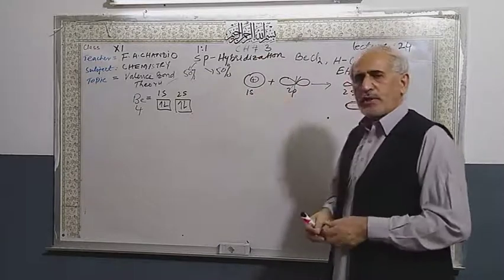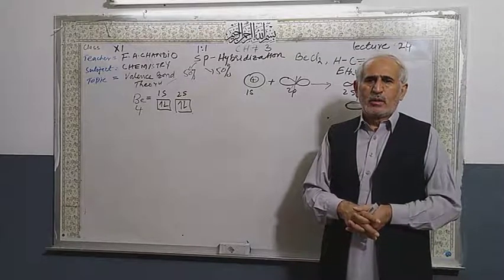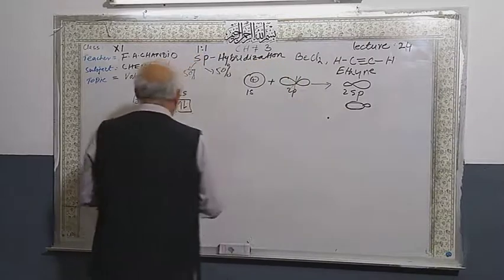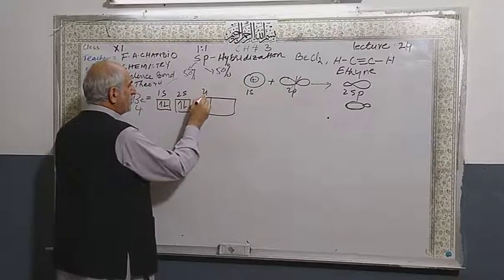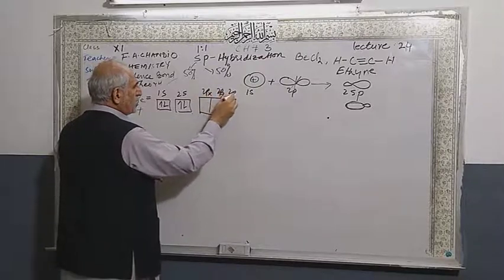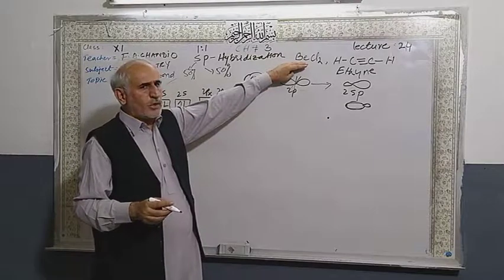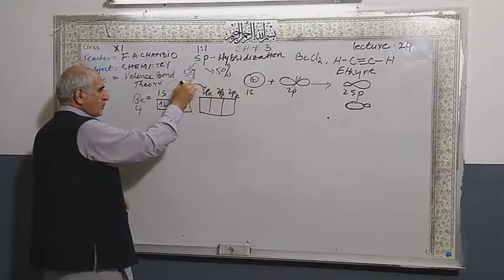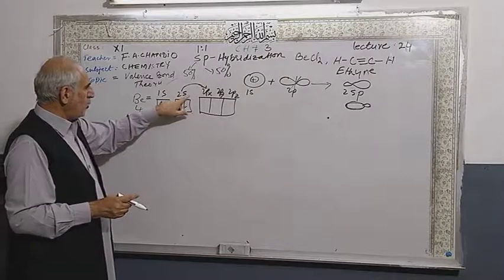So according to this electronic configuration, beryllium does not form any bond. According to the valence bond theory, there is no partially filled atomic orbital with beryllium. That's why 2px is empty, 2py is also empty, and 2pz is also empty. Because it is divalent, with 2 chlorine atoms here, we have to shift 1 electron from 2s to 2px. Promotion of electron: electron is promoted from 2s to 2px.